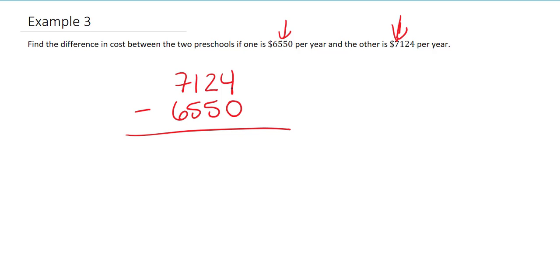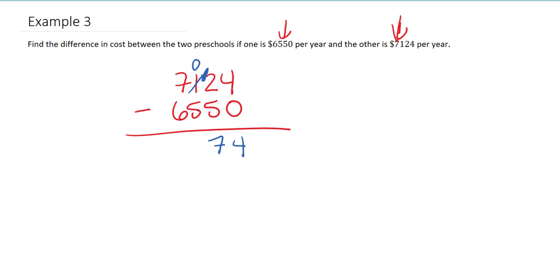So we go 4 minus 0, so that's 4. 2 minus 5, well, we can't do that. We need more, so we're going to borrow from the hundreds spot. That means we're borrowing 10 tens. So we're going to make this a 0. And if we're borrowing 10 tens, that's really going to say 10 plus 2, so that's 12. So that's why you put the 1 right there. Now we have 12 minus 5, so that's 7.